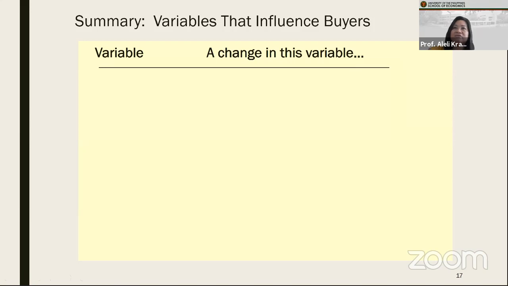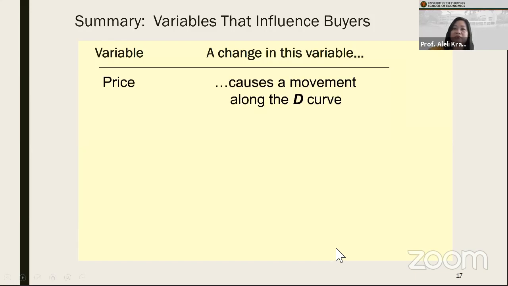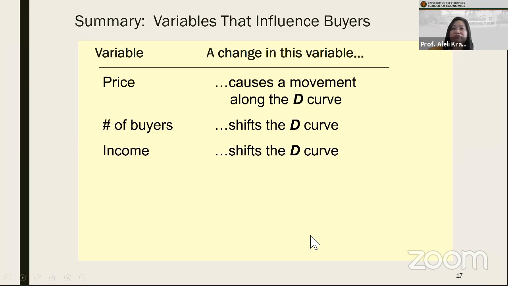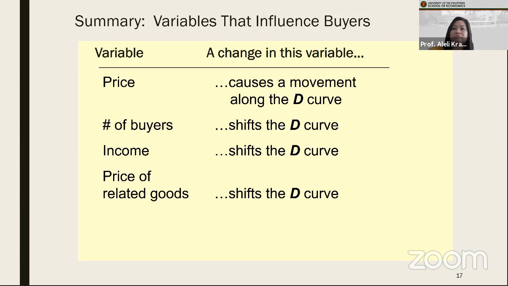So these are the variables that influence buyers. Of course, the price of the good, its own price, causes a movement along the demand curve. It affects the quantity demanded. I'll explain the difference between a movement and a shift. Any change in the number of buyers shifts the demand curve. Income shifts the demand curve. Any change in the prices of related goods shifts the demand curve.